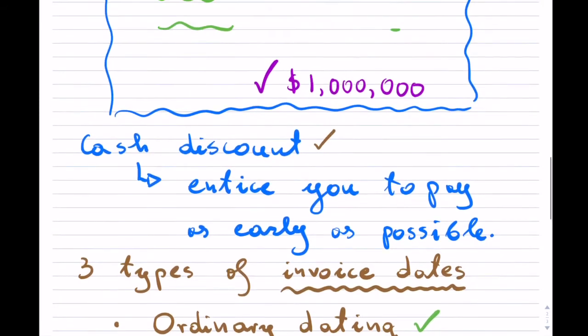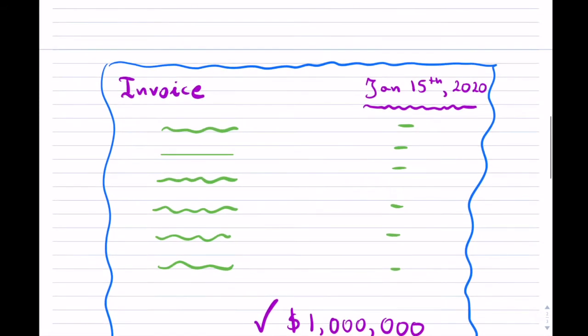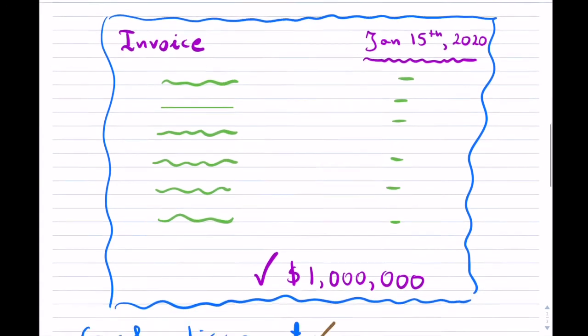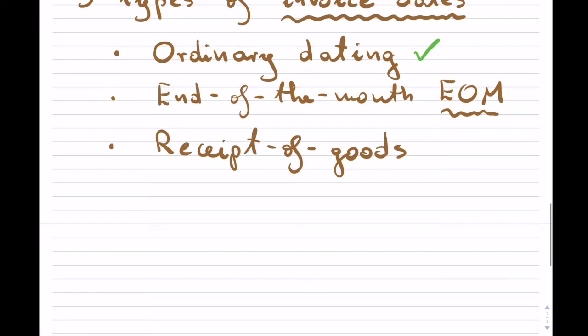On our invoice, we're paying $1 million, and somewhere on this invoice, the company that has sent you the invoice will provide you terms of payment. And these terms of payment will look a little bit funny. So I will explain them as best I can through an example.